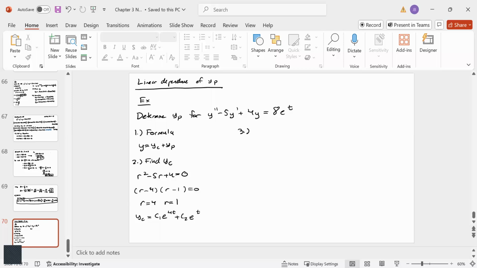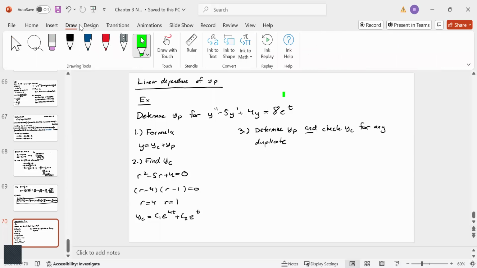Step 3, determine YP and check YC for any duplicate. So we have 8e to the t, but notice we also have e to the t right here. So our complementary solution is part of our particular solution. The problem is that if you don't recognize that when you pick your particular solution, you're going to run into a scenario where you can't solve it. You're not going to have enough information.